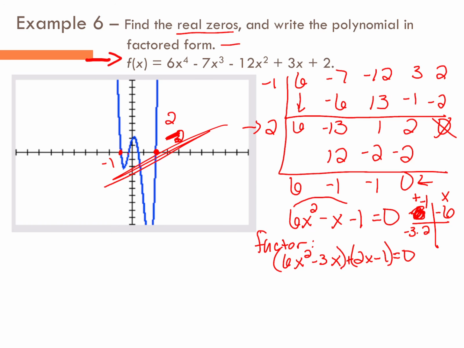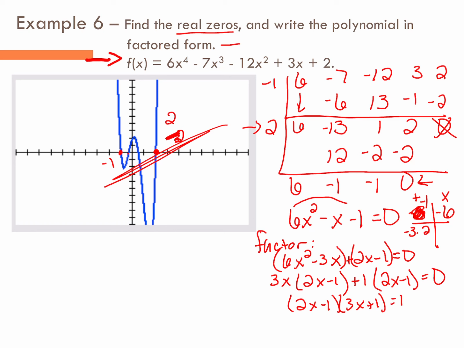Do our factors. The first one I can take out a 3 and an x, left with 2x minus 1. My second set doesn't have anything in common, which means I just bring out a 1, and I have 2x minus 1. So now 2x minus 1 and 3x plus 1. If both those are equal to 0, for my first one right here, I would get x equals 1/2. For my second one, I would get x equals -1/3. Makes sense with what my graph is showing up here, that those are possibilities.